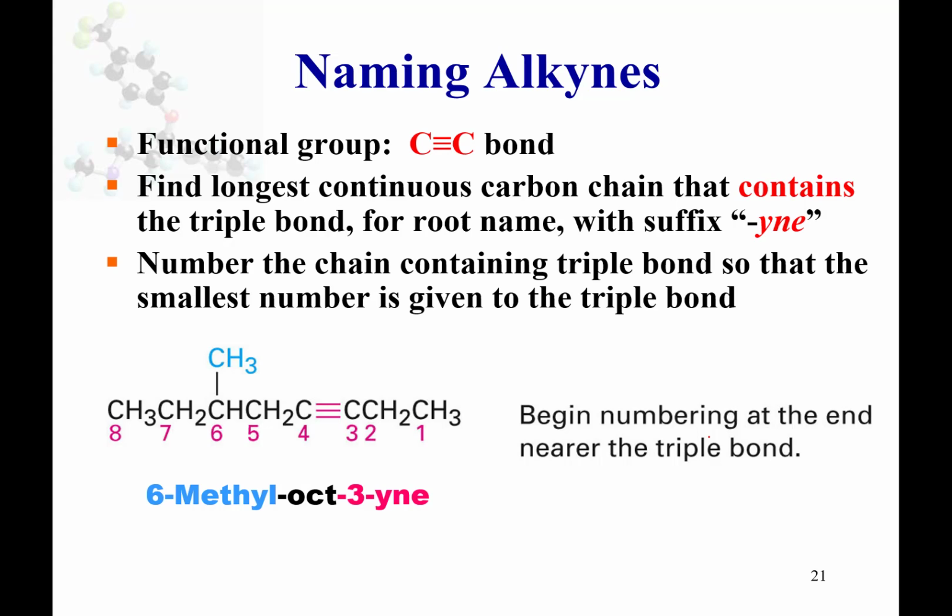So for example, in this particular compound, the longest carbon chain has 8 carbons, so it's going to be an octyne. We number the chain so that the triple bond gets the lowest number, so we number from the right-hand side to give it the number 3, where the triple bond begins. There's also a methyl substitution at 6, so the name of this compound is 6-methyloct-3-yne.